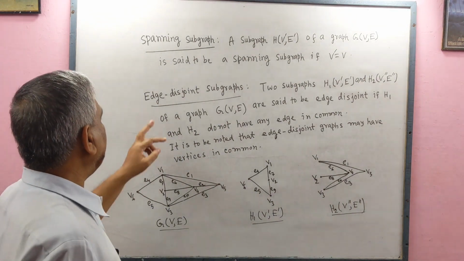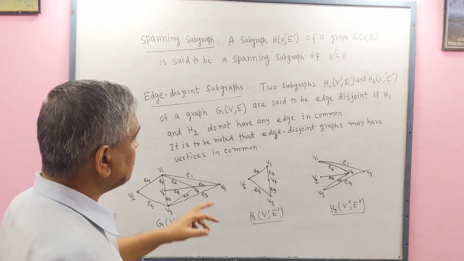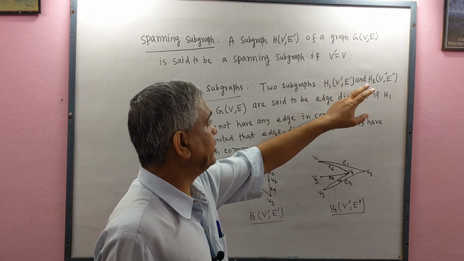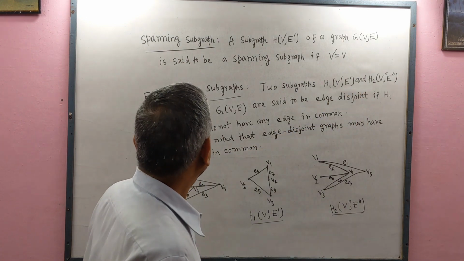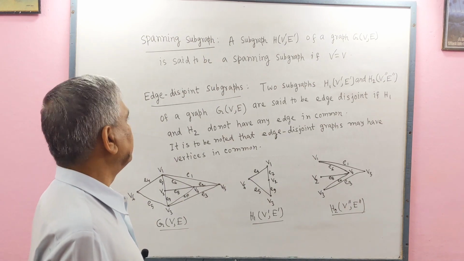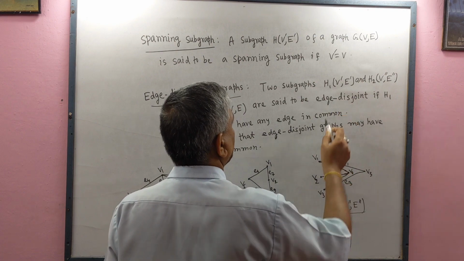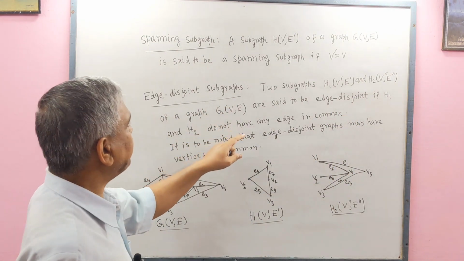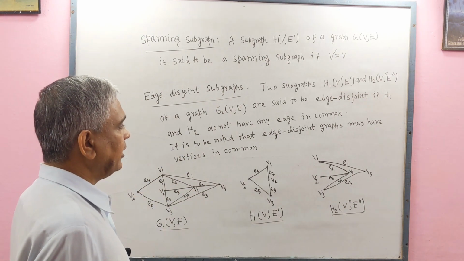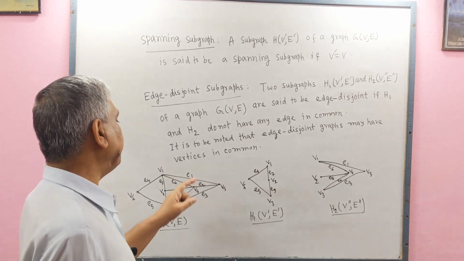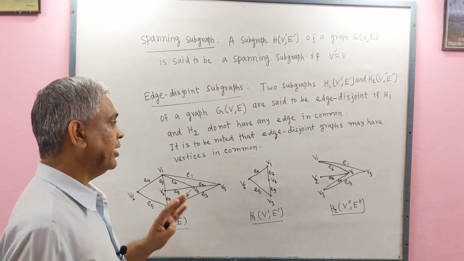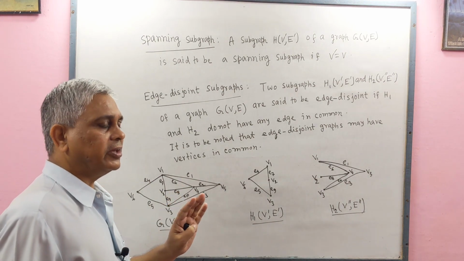Now we define edge disjoint subgraphs. Two subgraphs H1(V', E') and H2(V'', E'') of a graph G(V, E) are said to be edge disjoint if H1 and H2 do not have any edge in common. It is to be noted that edge disjoint graphs may have vertices in common, but there will be no edge in common.